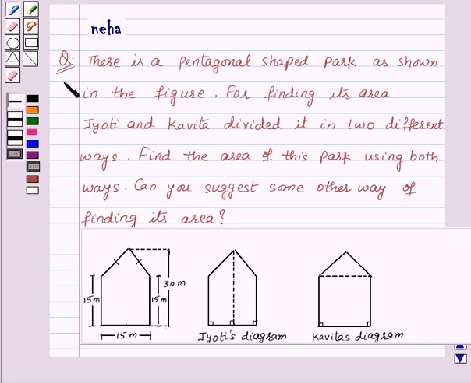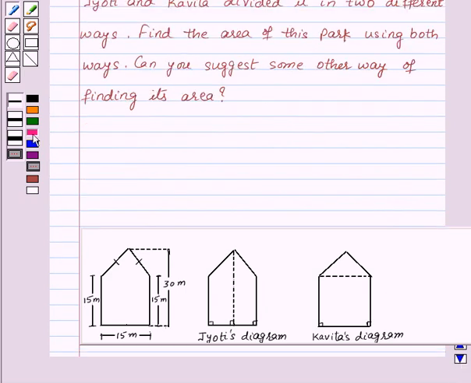The question says, there is a pentagonal shaped park as shown in the figure. For finding its area, Jyoti and Kavita divided it in two different ways. Find the area of this park using both ways. Can you suggest some other way of finding its area? Let's start its solution.